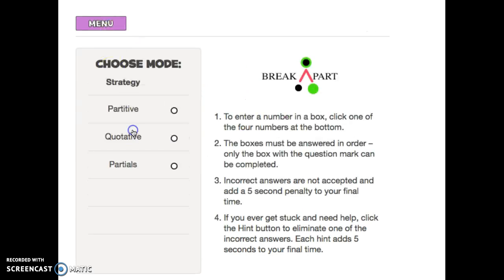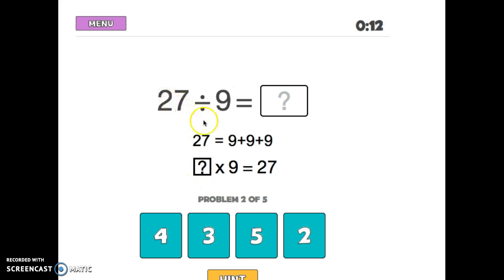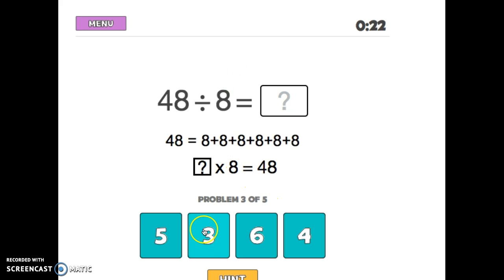Going on to division, quantitative, we take 18, we put them into quantities of 9 to get 18, which is 2 groups. Therefore, 2 times 9 is 18. 27, put them in sets or quantities of 9. We need 3 sets of 9 to equal 27. 27 divided by 9 is 3.